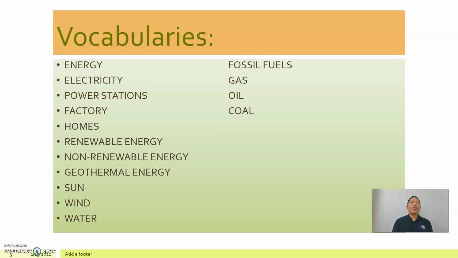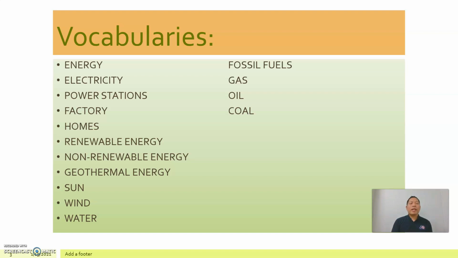Our vocabularies for today are, name it, energy, electricity, power stations, factory, homes, renewable energy, non-renewable energy, geothermal energy, sun, wind, water, fossil fuels, gas, oil, and coal.